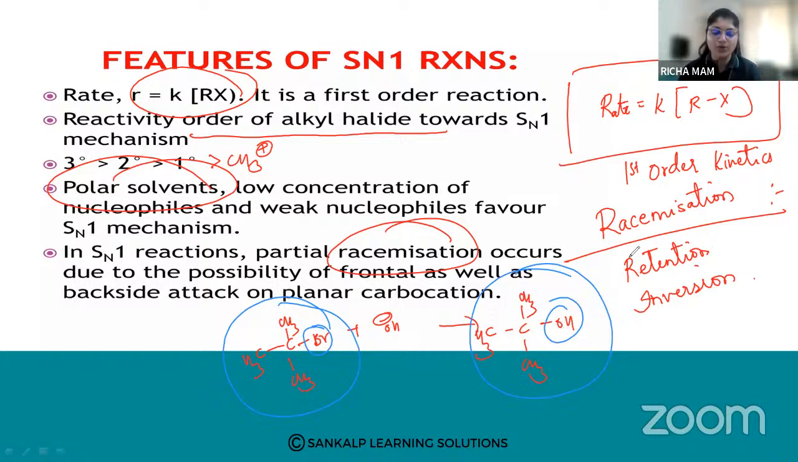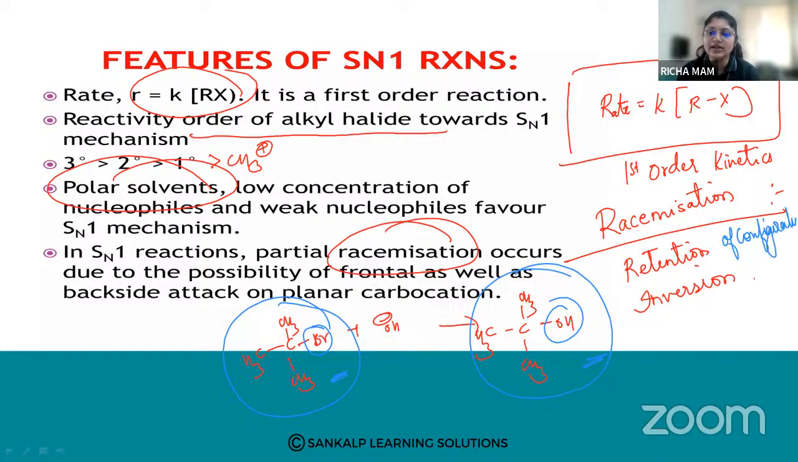The product which is formed is said to be retention. Why? Because you can see the relative arrangement of these bonds remains the same. The arrangement of the bonds in the reactant and in the product are the same, before and after the reaction. So it is said to be retention of configuration.